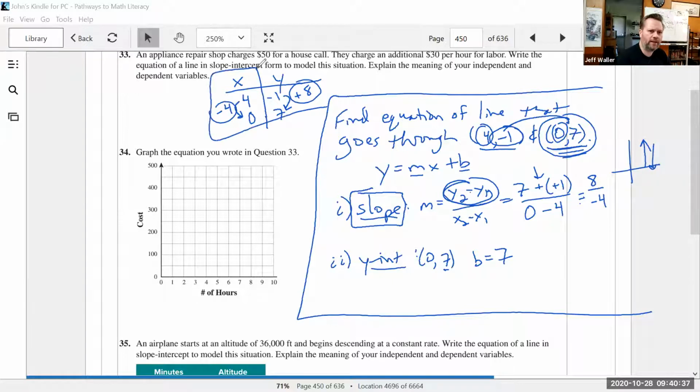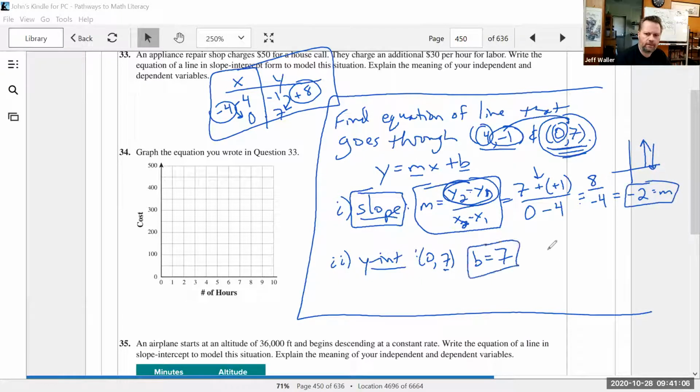I just don't have to write it like that. I can just use this equation: the difference in the y's divided by the difference in the x's. And of course, what's that? What's 8 divided by negative 4? Your slope's -2. I like it. So now I've got everything I need. I've got m and I've got b. So now I can just throw it all together. Y equals negative 2x plus 7. Kabam.